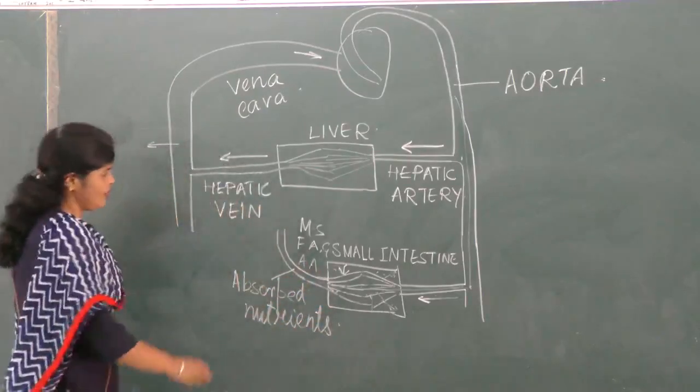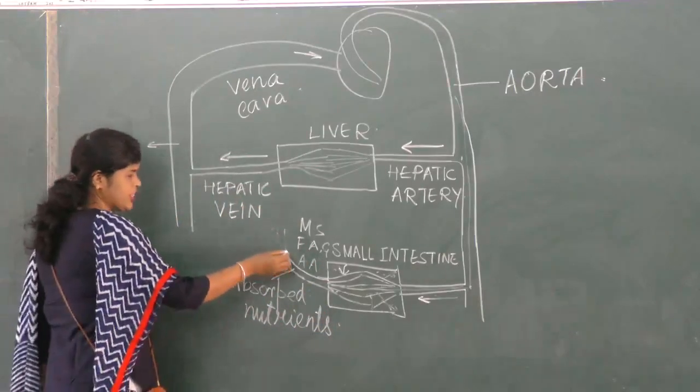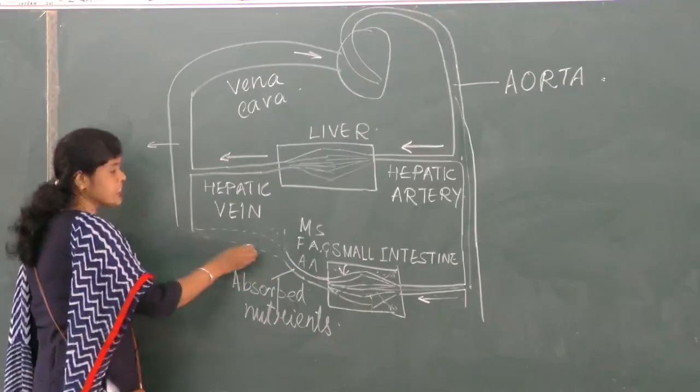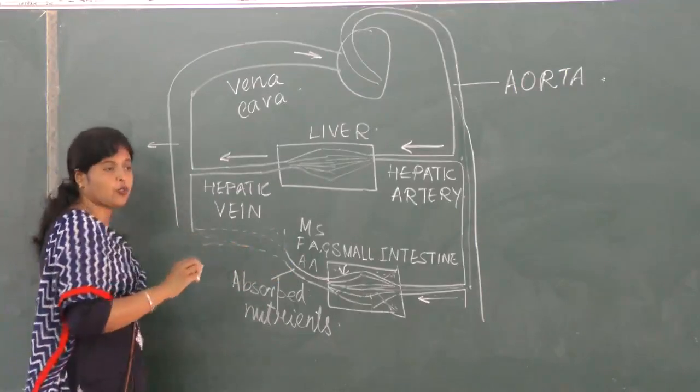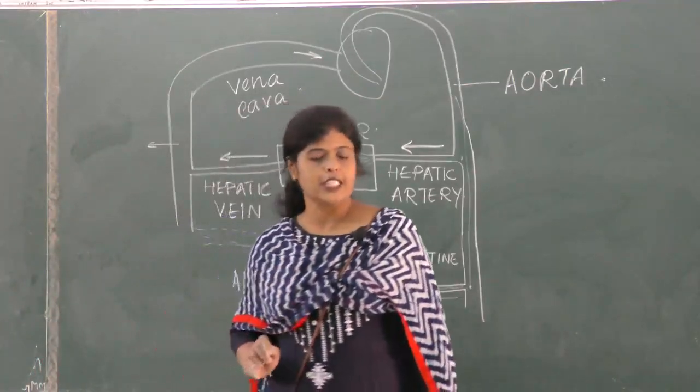Okay, now as we have seen in systemic circulation, it should join the vena cava. Is it? It should join the vena cava. I have shown it with a broken line because it doesn't join. Okay. Now what is the reason?